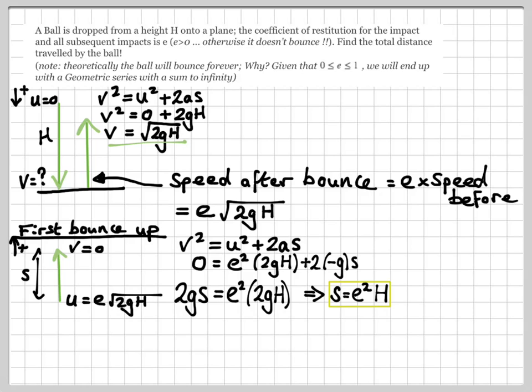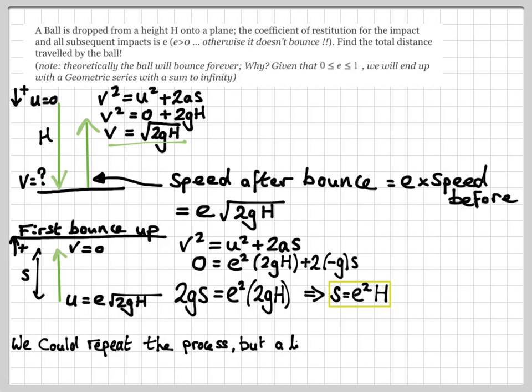Now at this point in time you could simply repeat the process for the next phase of the motion and subsequent phases until you can see a pattern. However, a little bit more thought will show you that the first height attained was e squared times the previous height, and so naturally for the next bounce it'll be e squared times this height, which would be e to the 4 h, and for the next bounce after that e squared times that height, so e squared times e to the 4 h, which would be e to the 6 h.